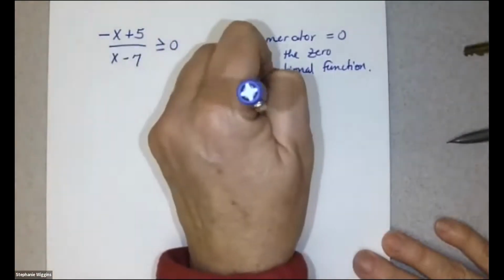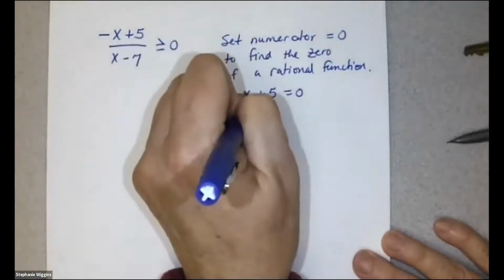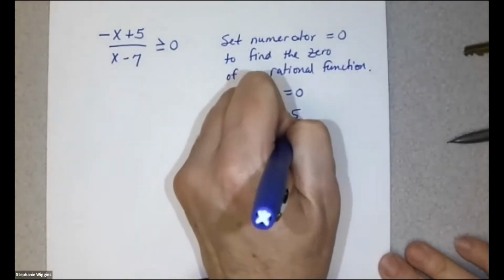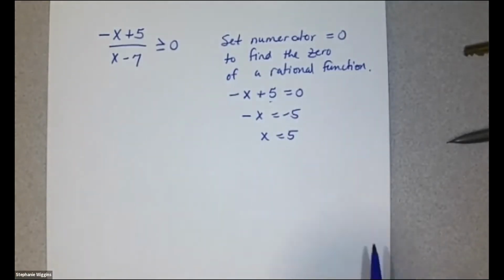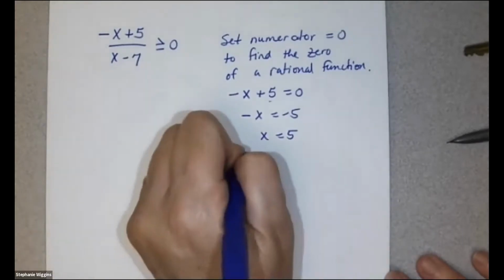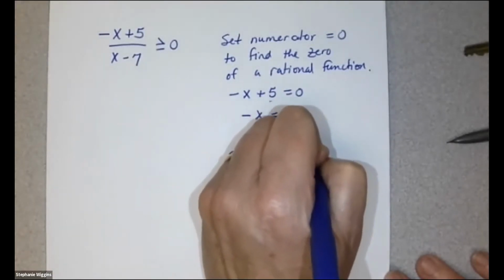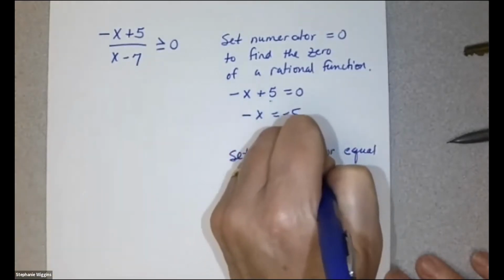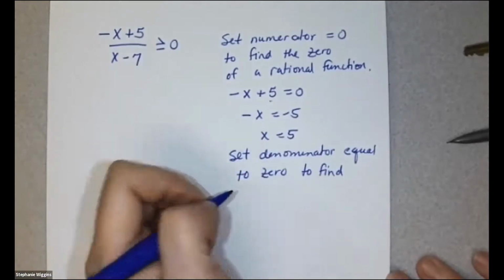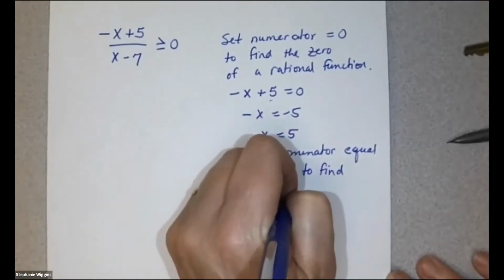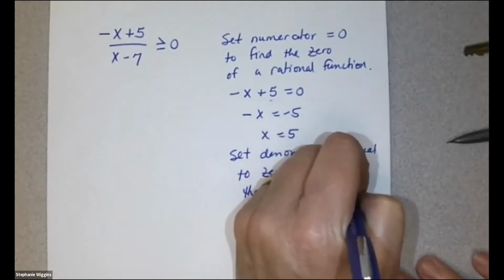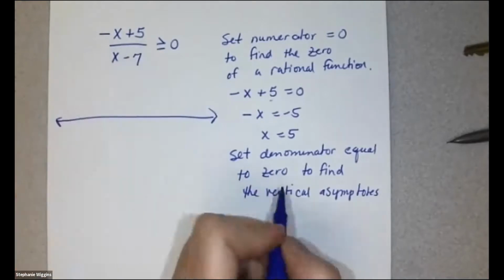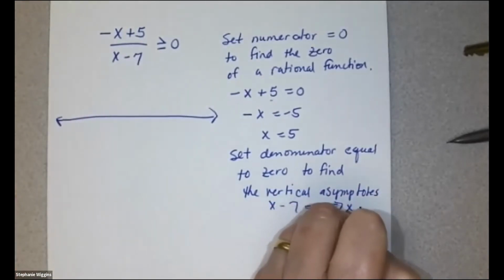So negative x plus 5 equal to 0. If I subtract 5 from both sides, I get negative x equals negative 5. And then that means x equals 5 if I multiply both sides by negative 1. So this is a 0. Then, if I set the denominator equal to 0, I'm going to find the vertical asymptotes. So setting that x minus 7 equal to 0 means that x equals 7.